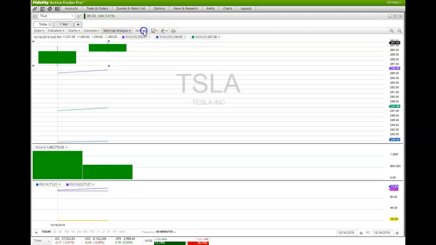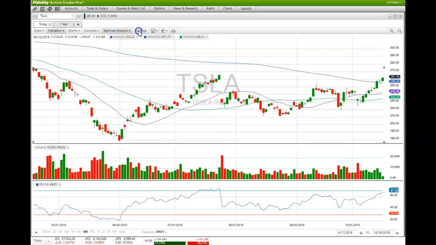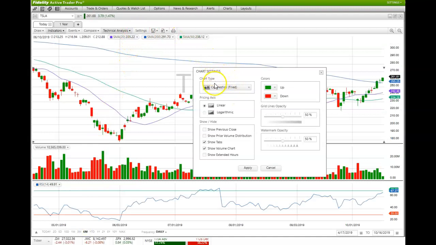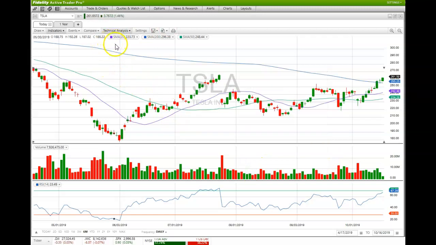And then for my chart settings, you go to the chart type here. I choose the candlestick filled, and then the colors up and down, so easy to use. So that's pretty much it. And for the simple moving average, I pick the 20-day, the 50-day, and the 200-day moving average, which are these lines right here, the green, blue, and purple. And the RSI is here.